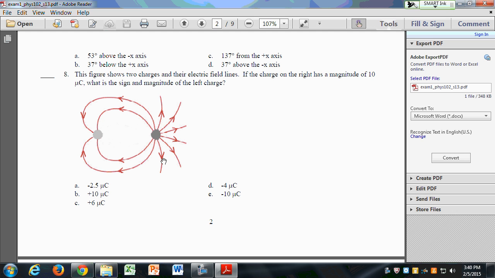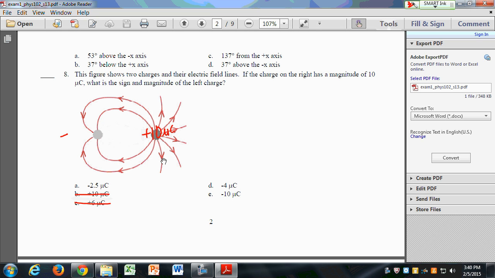We talked about this, but let me show you. So here, you will have a question like this. It won't be this configuration of charges, but here I give you this electric field, and I tell you that the charge on the right has a magnitude of 10 microcoulombs. I know that it has to be plus 10 because the field lines are coming out. Field lines only come out of positive charges. So this one has to be a negative something. I can get rid of these two.